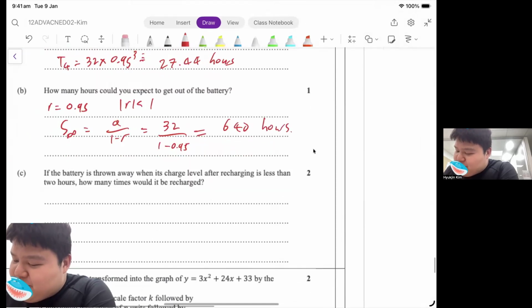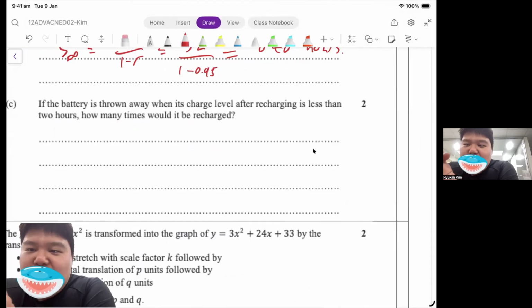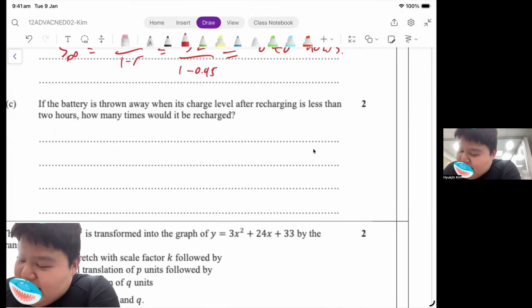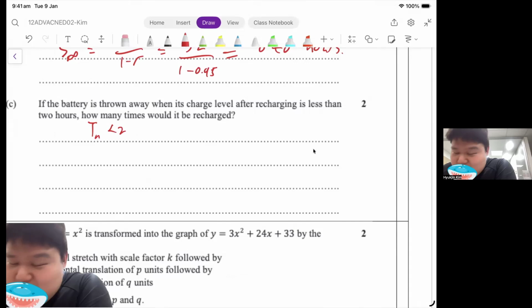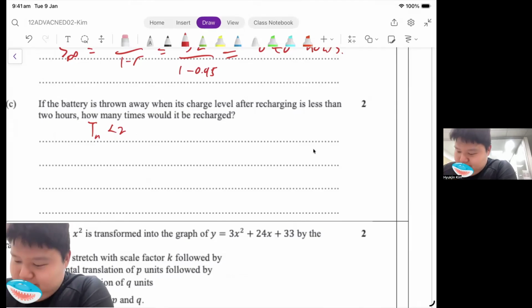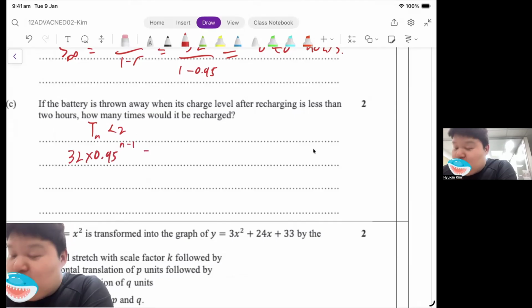Now, if the battery is thrown away when its charge level after recharging is less than 2 hours, how many times would it be recharged? Some of you guys were referring this to the sum, but the question is just asking after how many recharges the battery life will just be 2 hours left. So this is actually T of n is less than 2. But remember what Mr. Kim says, don't use it as an inequality because sometimes you will trip up when you're using ln. I would probably say, just say 32 times 0.95 to the power n minus 1 equals 2 for now.